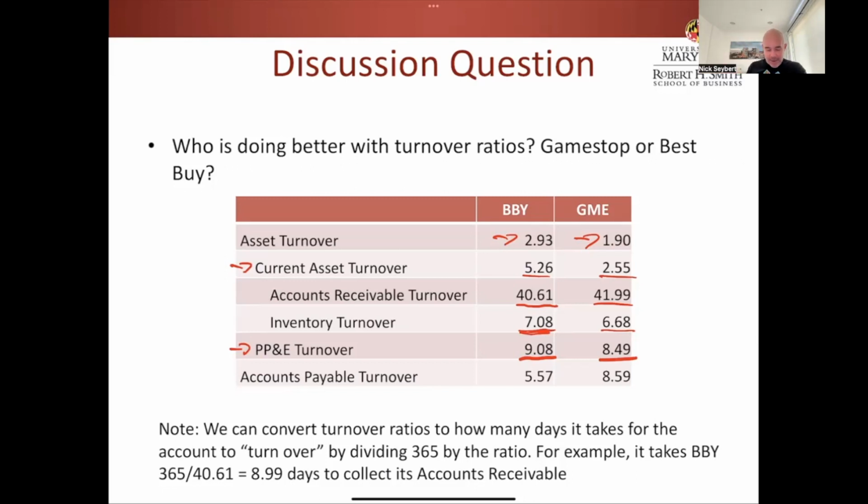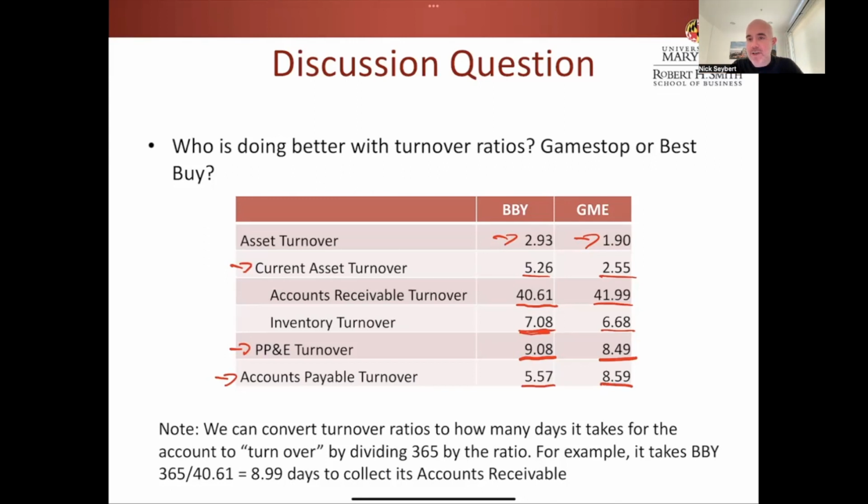The last one, accounts payable turnover, not part of asset turnover, because it's not an asset, it's a liability, but it tells us how many times per year the company pays its suppliers. Notice it's much lower than the accounts receivable turnover. So these companies are collecting 40-ish times per year from their customers, but they're only paying their suppliers, for Best Buy, 5.6 times per year, and for GameStop, 8.6 times per year.